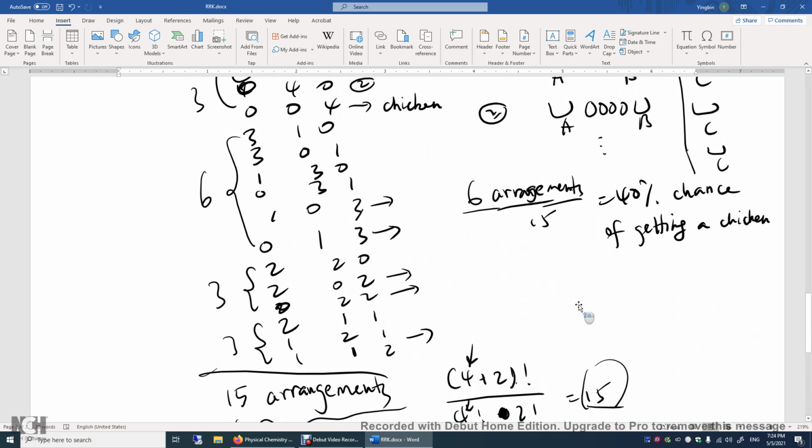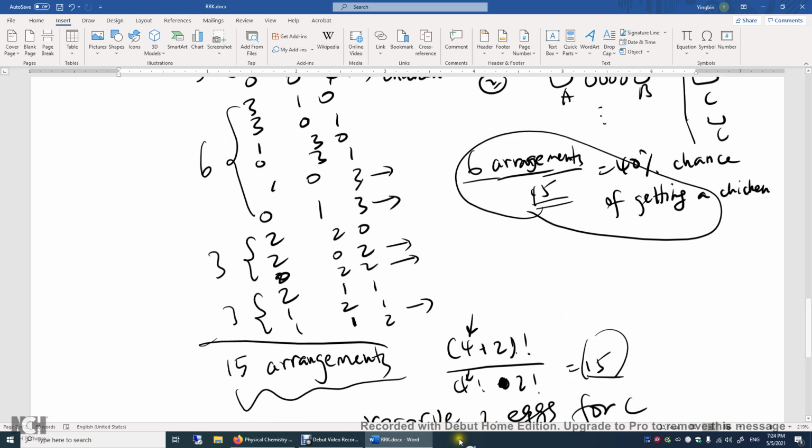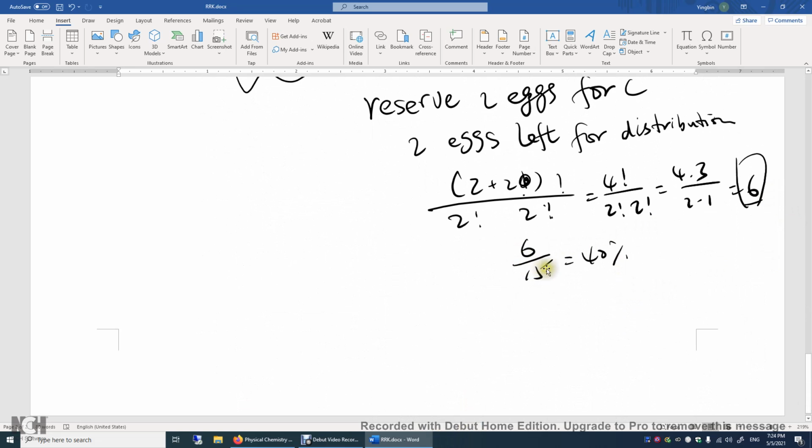All right, so if you look at over here on top, when we make the table, we get 15 arrangements. Out of this 15 arrangements, 6 will result in us getting a chicken. Same here, 6 over 15.